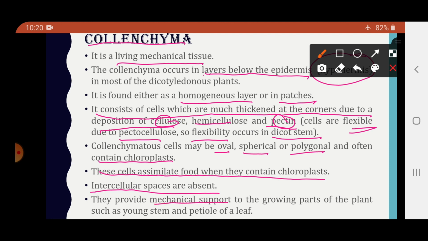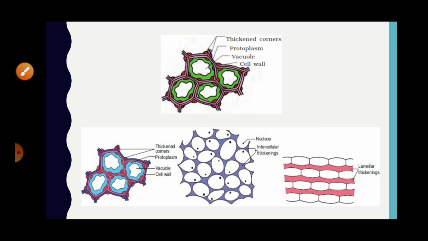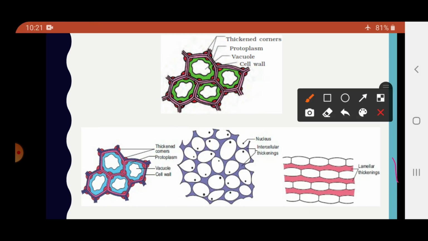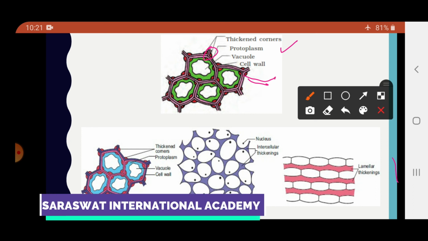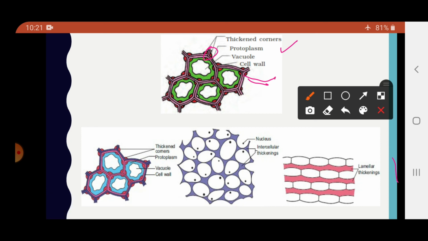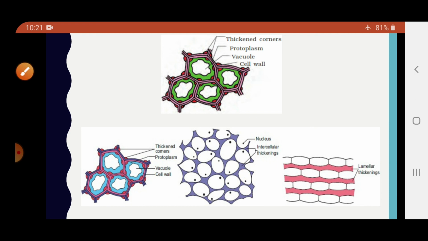Function: to provide the mechanical support to the growing part of the plant such as young stem and petiole of the leaf. See ये leaf है, ये और ये उसकी petiole है. Petiole को support देना, उसको mechanical strength provide करना किसका काम है? कोलेनकाइमा का. So students, these are the different forms of the कोलेनकाइमा. See students, these are the thickened corners. So ये thickened corner, ये red regions हैं, these are the thickenings. Then this is the protoplasm, vacuole तो होता ही है. These are again the thickenings and these are again the thickenings. So basically उसके walls पे thickenings होते हैं.